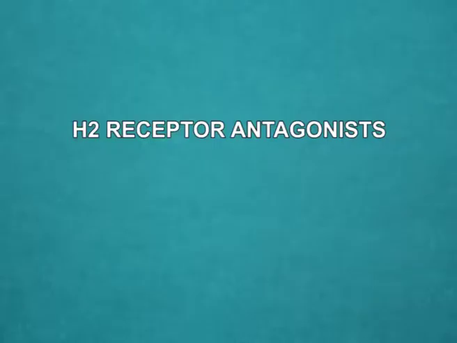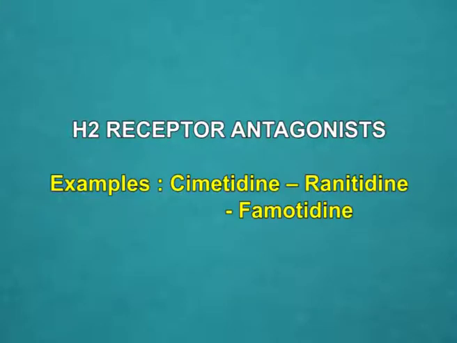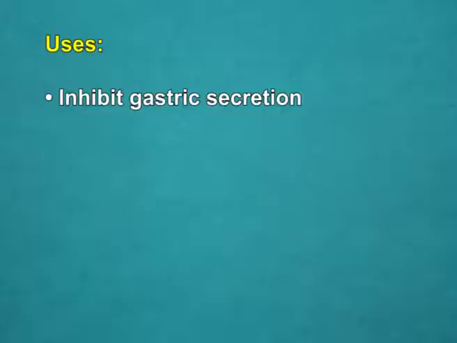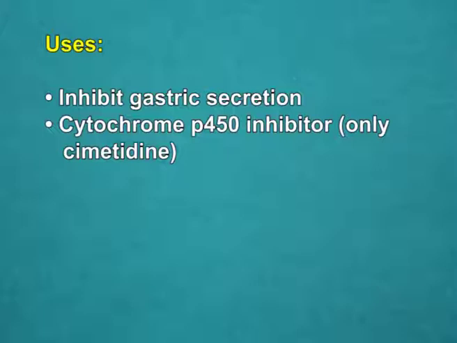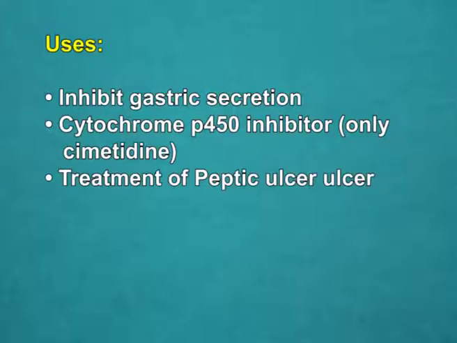Now we are discussing the H2 receptor antagonists. Examples are cimetidine, ranitidine and famotidine. This is a very interesting category as far as acid secretion is concerned. Uses: inhibit gastric secretions, cytochrome P450 inhibition (only cimetidine), treatment of peptic ulcer.